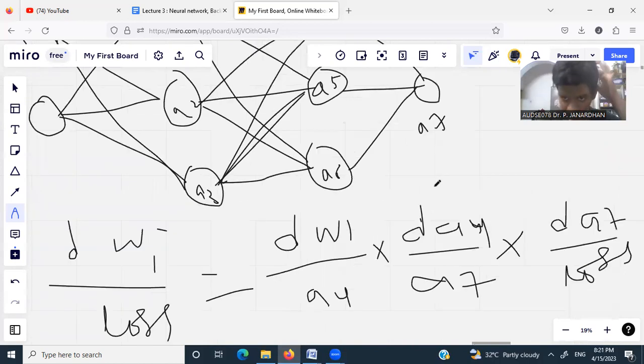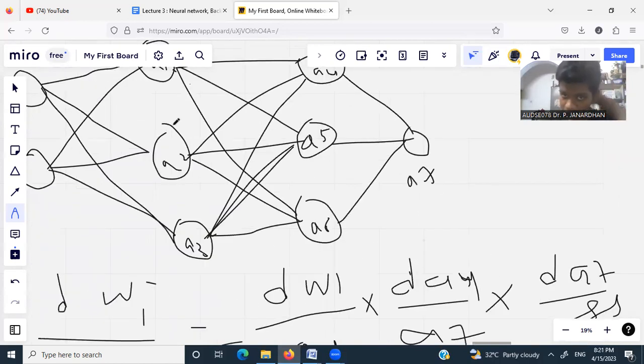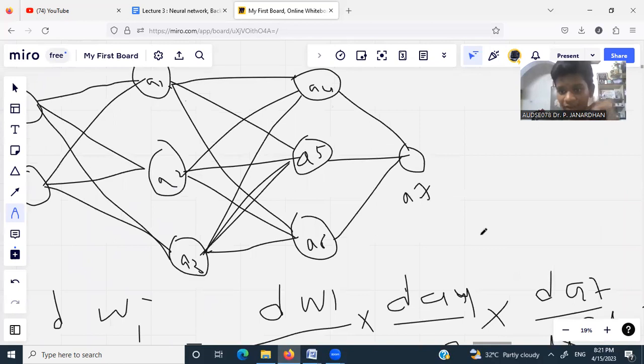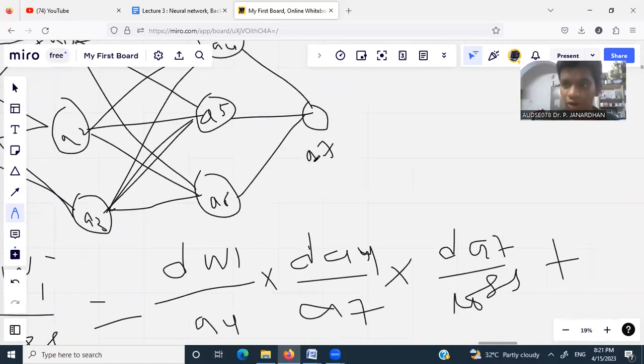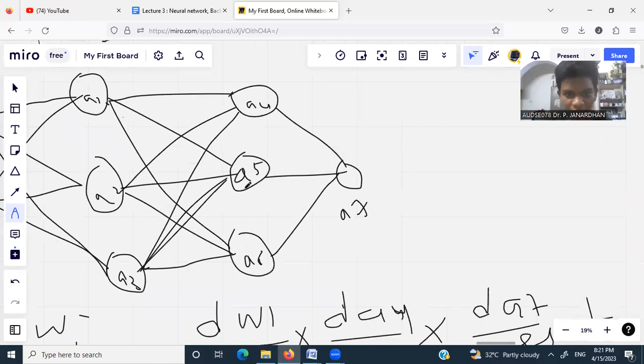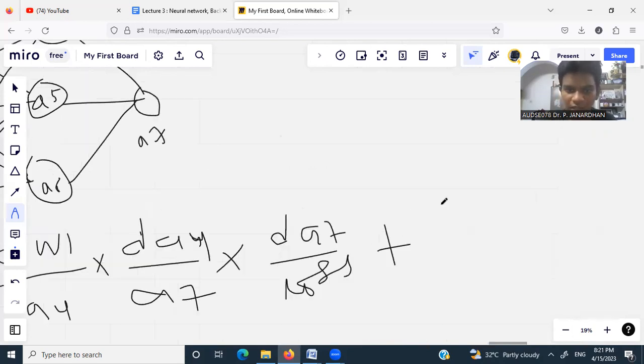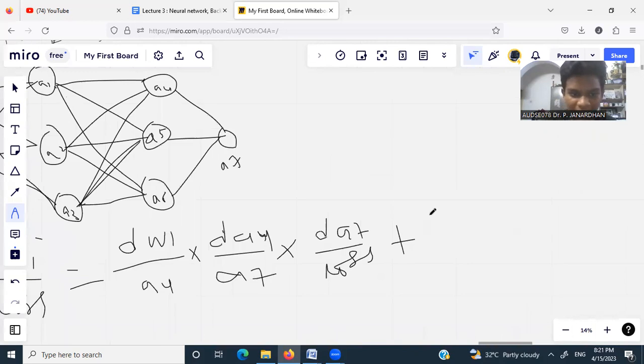So we are just going to see how this a4 neuron's output will affect a7 neuron output, and then we'll finally see how this a7 neuron output affects the loss. And then we'll calculate how this a1 neuron affects this a5 neuron, and then we're going to multiply that with a7, and then we're going to multiply with the loss function. I'm just going to write that for your understanding.